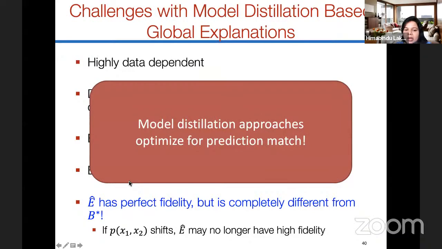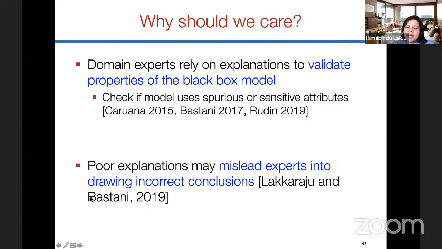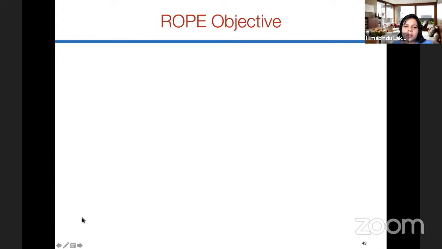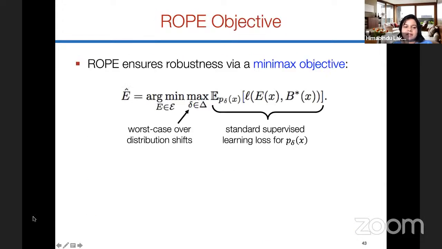And most of these model distillation approaches optimize for prediction match, right? And why is this a problem? If you give these misleading explanations, they can cause confusion to experts, and that is a problematic piece, right? And what do we do? I'll just show you the objective here. We try to use adversarial training in order to mitigate this problem, right?